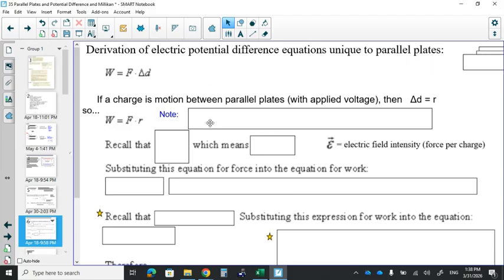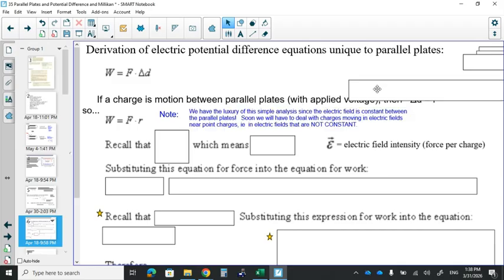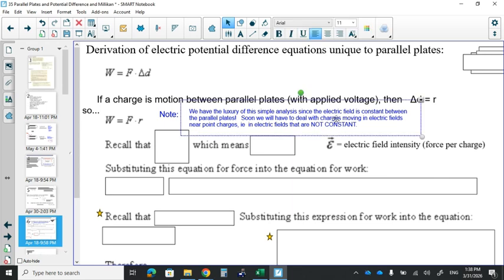And so we have our F_e r. We have the luxury in this simple analysis here that it's a constant force, right? And so we don't have to worry about calculus or complicated things. It's just literally force, the same force the whole time, times that whole distance, right?